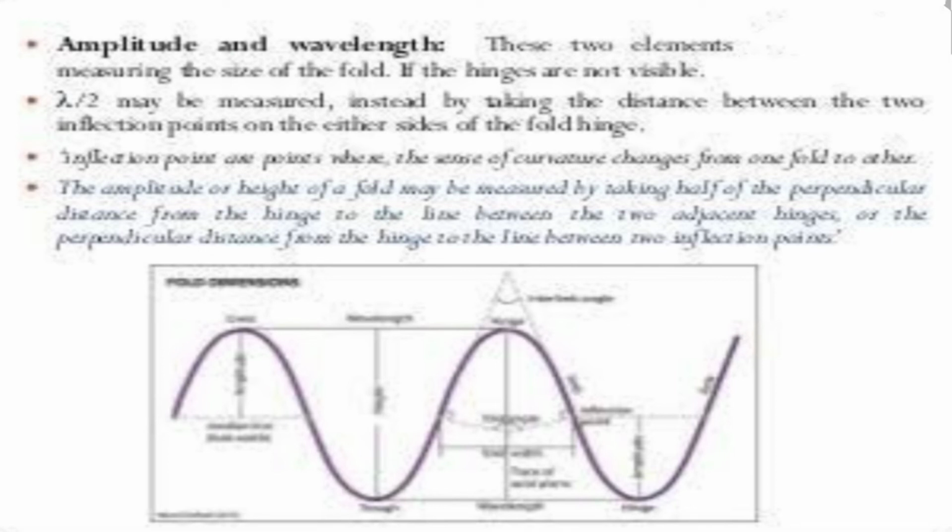Amplitude and wavelength are two elements measuring the size of the fold, if the hinges are not visible.